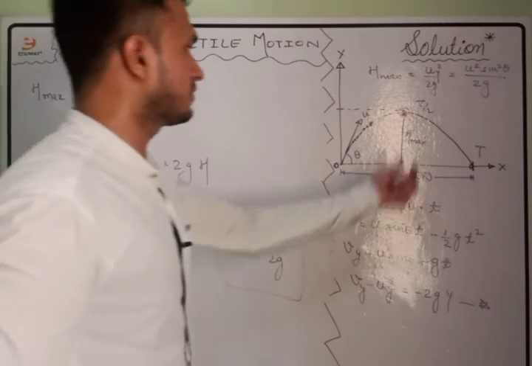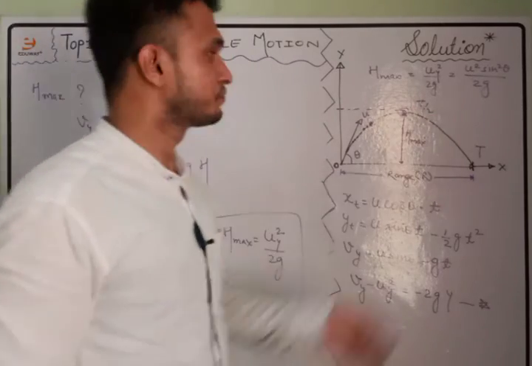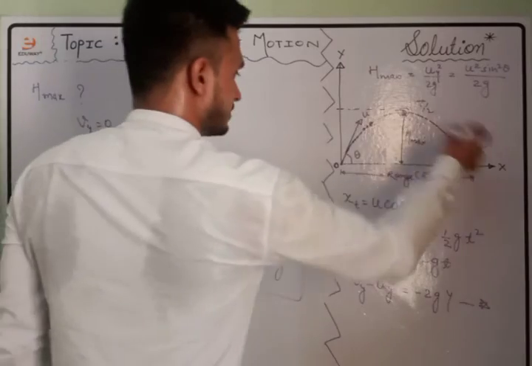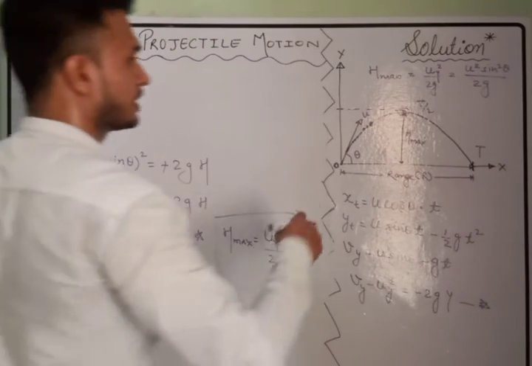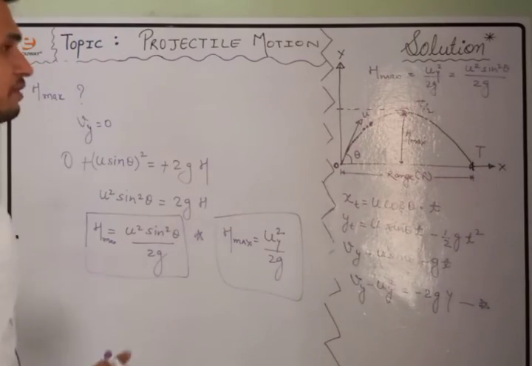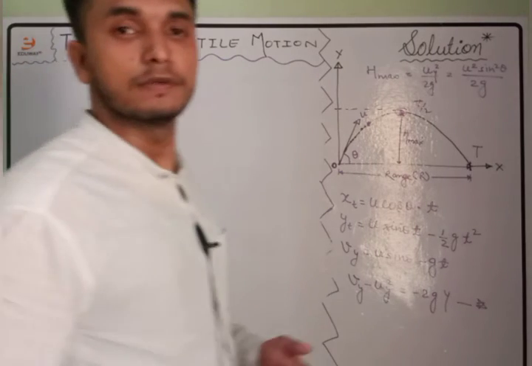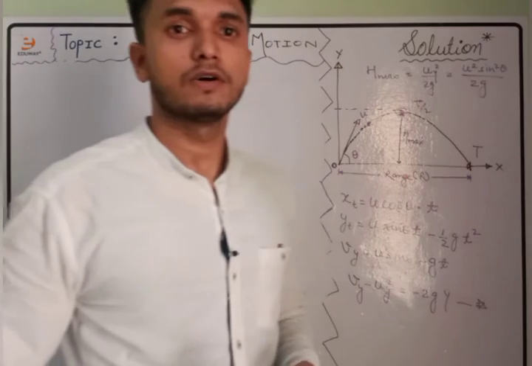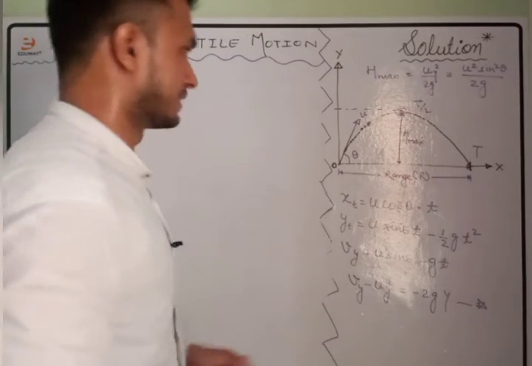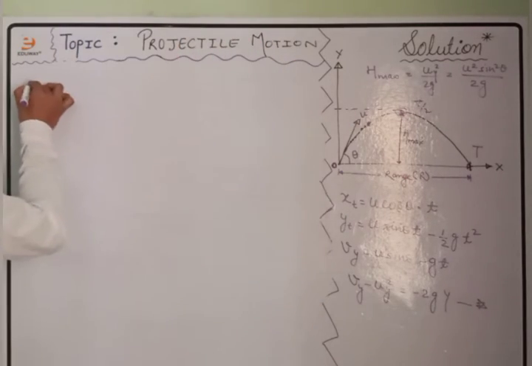I will derive it later, when I derive T by 2. So we will find out the time T. Let us move towards finding the time of flight. Now again, there are two ways to define the time of flight. Let us see what the two ways are.